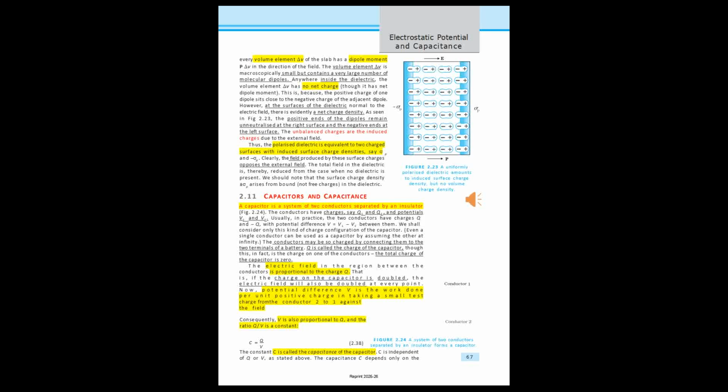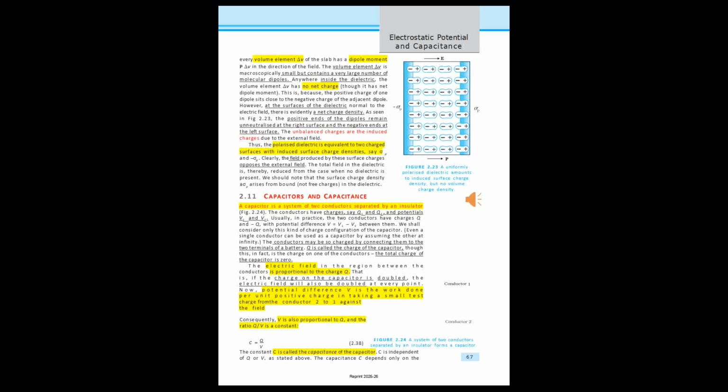The conductors may be so charged by connecting them to the two terminals of a battery. Q is called the charge of the capacitor, though this, in fact, is the charge on one of the conductors. The total charge of the capacitor is zero. The electric field in the region between the conductors is proportional to the charge Q, that is, if the charge on the capacitor is doubled, the electric field will also be doubled at every point.